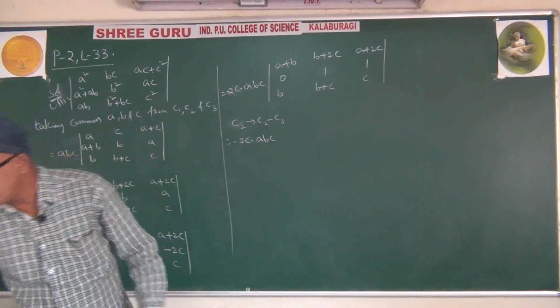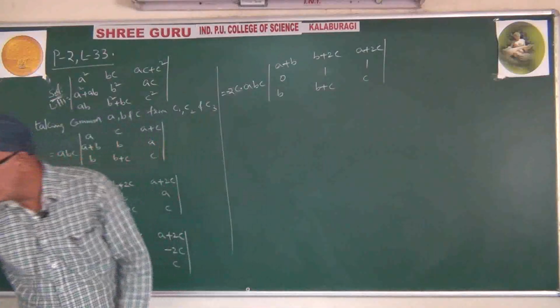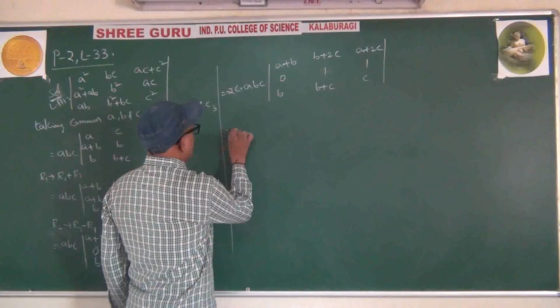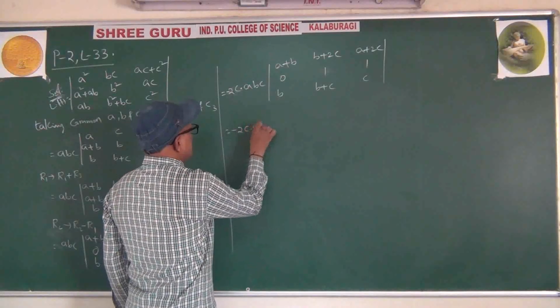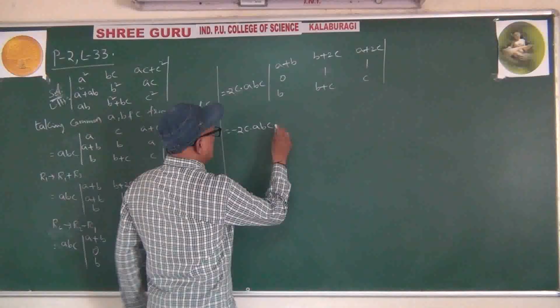Otherwise I will expand it. Why? Because students also face confusion. Some problem will be there with operations. Minus 2C into ABC. C into C, C square. Okay.